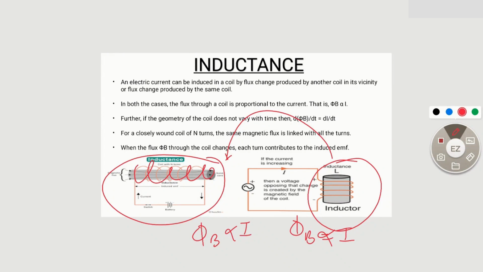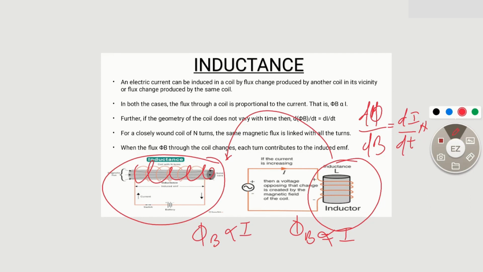Let's say there are n number of turns available. So the rate of change of flux in the coil should be equal to the rate of change of current times n, the number of loops available. When the flux through a coil changes and each turn contributes to the induced EMF, in that scenario we have to introduce a term called flux linkage.